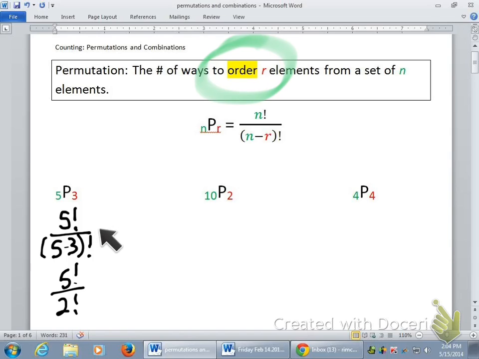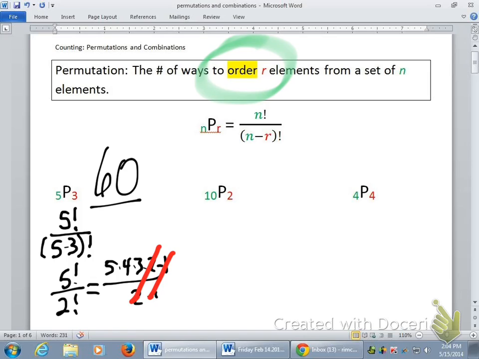Now, this is new for us, so we probably do want to write it down correctly. But once we do a bunch of these, we'll probably skip and jump right down to here. So anyways, this is just evaluate like you did yesterday. 5 times 4 times 3 times 2 times 1 divided by 2 times 1. And of course the 2 1s go away. And you're left with 5 times 4 times 3. And the answer is 60.